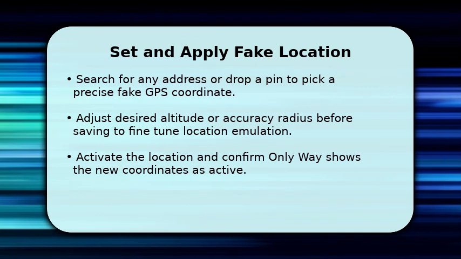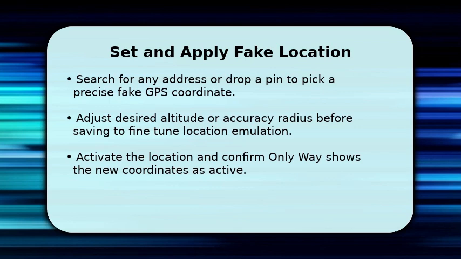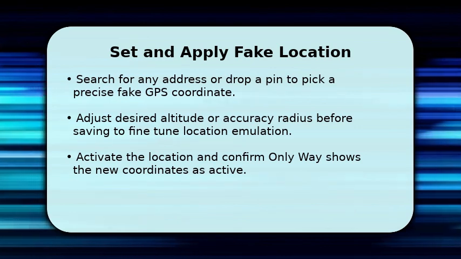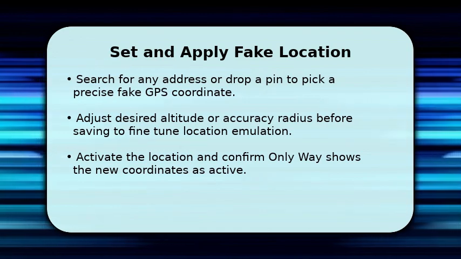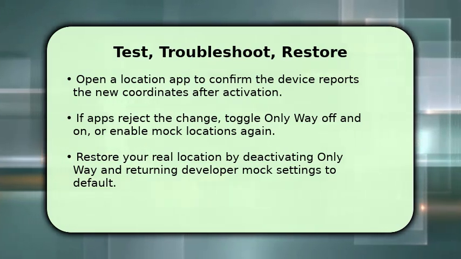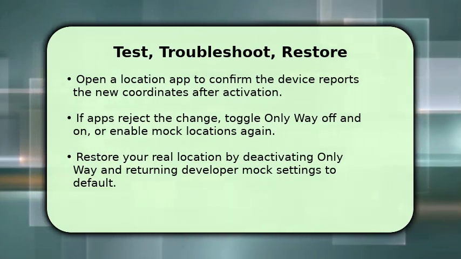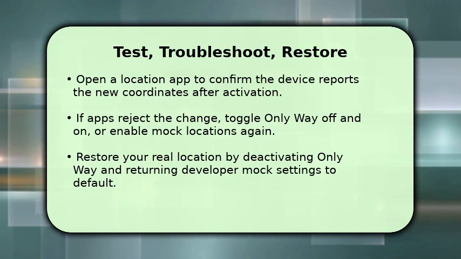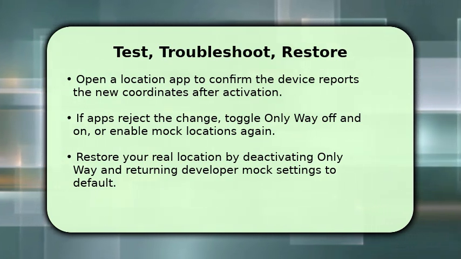Adjust altitude or accuracy radius settings to mimic realistic GPS behavior before saving. Tap Save, then activate to apply the fake location to your device immediately. Open a map or location app to confirm the device reports the new coordinates after activation. If the app still shows your real location, toggle Only Way off and on and reapply the fake coordinates.